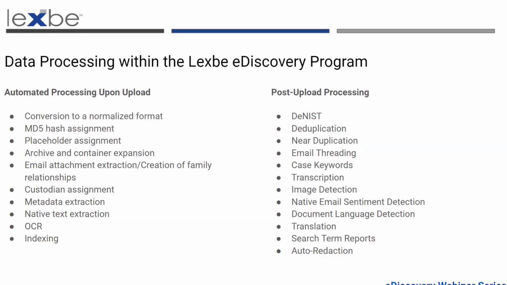Transcription of certain types of recorded data, image detection, sentiment detection, and document language detection and translation, and search term reports of keywords and auto-redaction are all post-processing steps that can be undertaken to reduce the number of documents that you have to review.